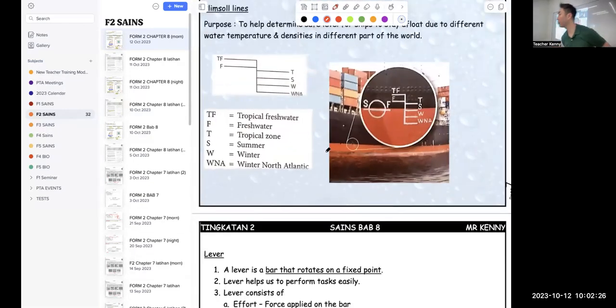Okay, again, update me on which chapter you're at in school for science. Electricity, magnet, 7. Magnet, finish already? Not yet. You, not yet. Electricity, parallel series circuit. Done, okay, done.